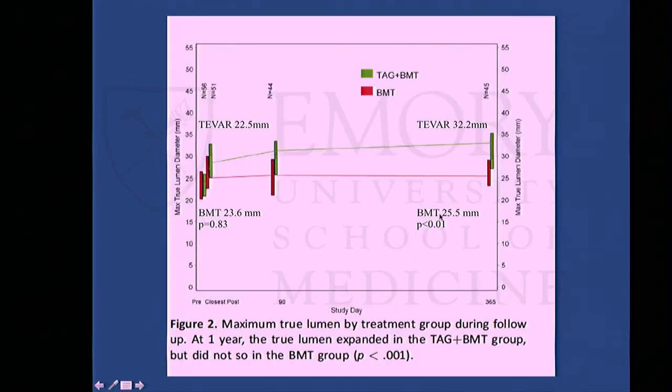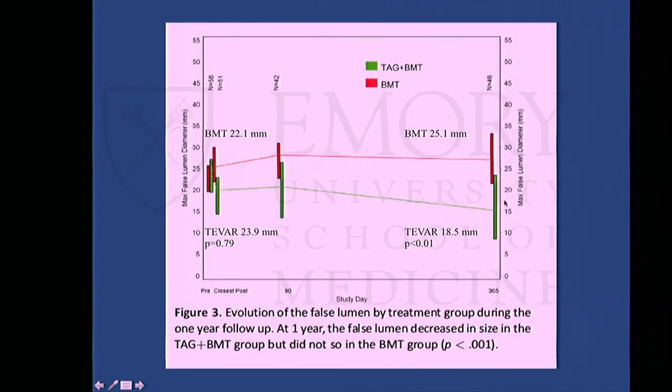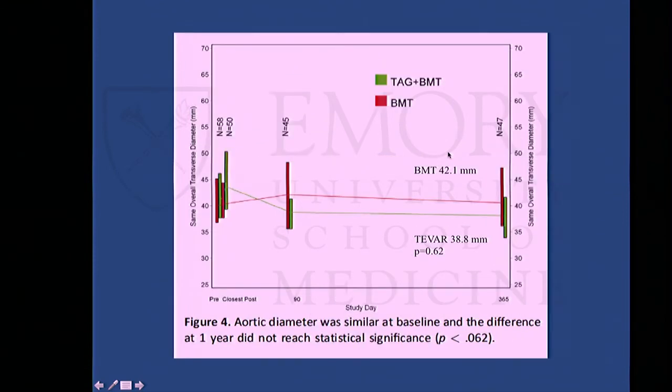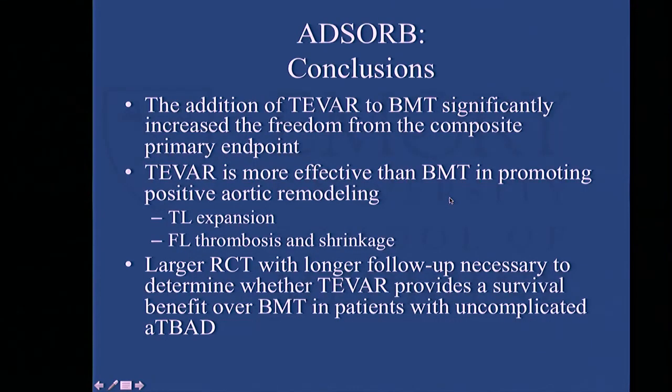Here are the remodeling things, and what this shows is that the true lumen expanded in the TEVAR group from 22 to 32 millimeters, statistically significant. Stayed the same with just medical therapy. The false lumen reduced or shrunk in size with the stent graft, 24 millimeters to 18, and it actually grew slightly in the medical therapy. And then aortic size was similar. So they concluded the addition of stent graft increased the freedom from the composite primary endpoint. TEVAR is more effective in promoting remodeling, and that we need a larger randomized controlled trial to determine the benefits.